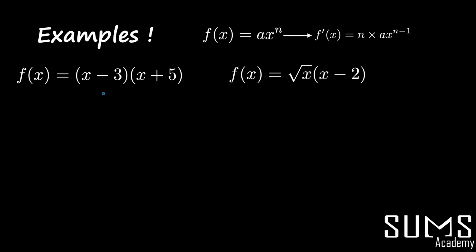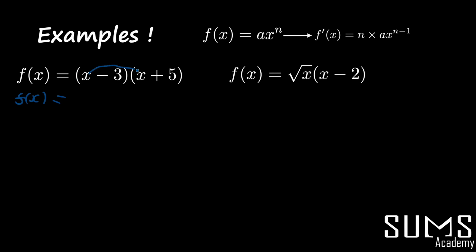What about when you have a term that's split between two brackets? Well, like I said before, you want to get it in a term that's easy to differentiate. So what we're going to do is get a term for f of x that's easy to differentiate. So f of x is equal to, we'll just multiply out these brackets.